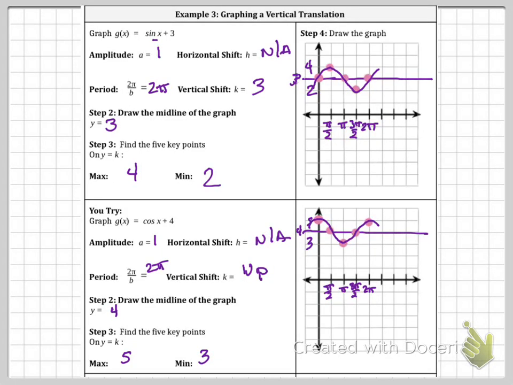So you should have tried out your own example for cosine of x plus 4 now. And so if you tried that, your graph should look like this. So the midline is at 4. It's a cosine, so it starts at 5, and then it goes down, down, up, up.